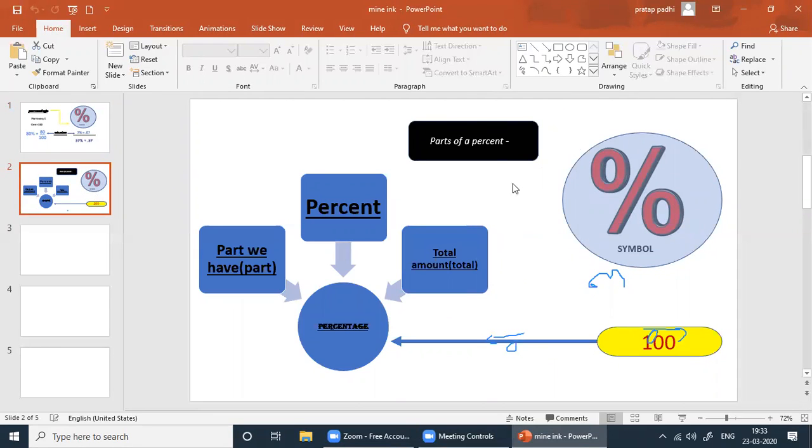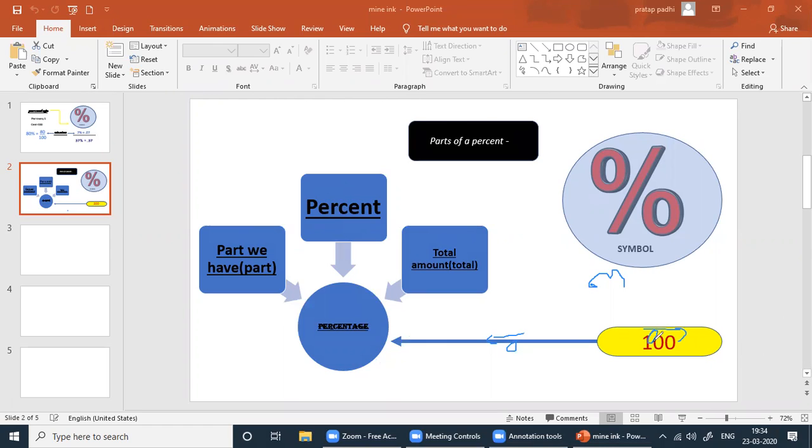Now coming back here, there are these three parts which I've said. Now there's also 100, but it's not really shown. Why is it not shown? Because we always know it's there. A percent is every 1 out of 100, so it's not really shown, to make questions trickier.